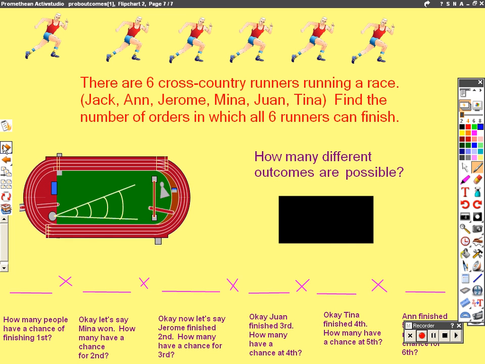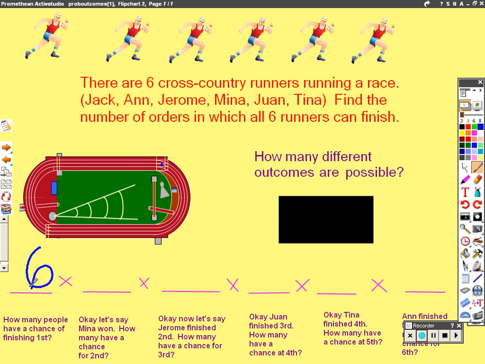Okay, my favorite one. We're running a race. Okay, so we have Jack, Ann, Jerome, Mina, Juan, and Tina. They're all on that starting line right here getting ready to start that race. And when they line up and that gun goes off, how many people could win the race at the start when they're on that line? We don't necessarily know who's going to win. So 6 people have a chance.